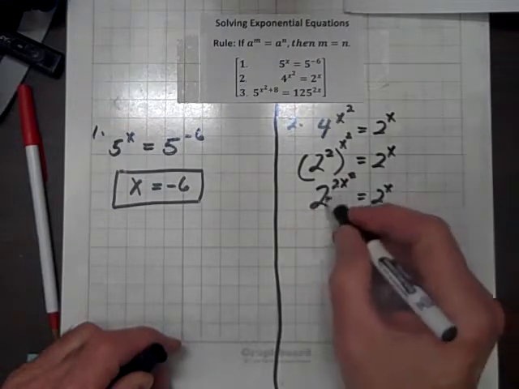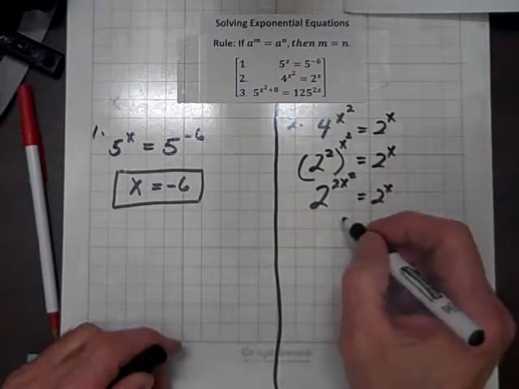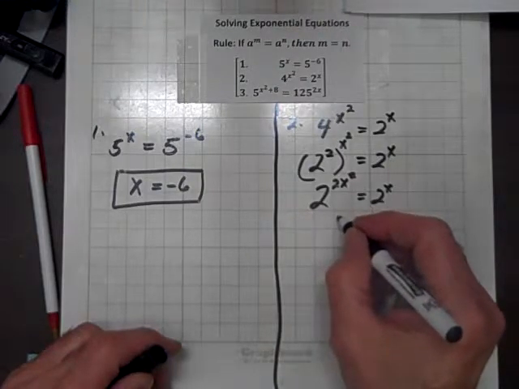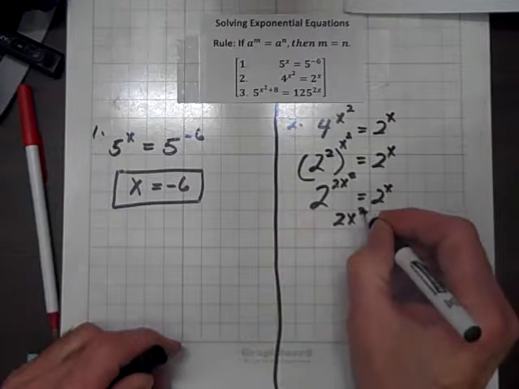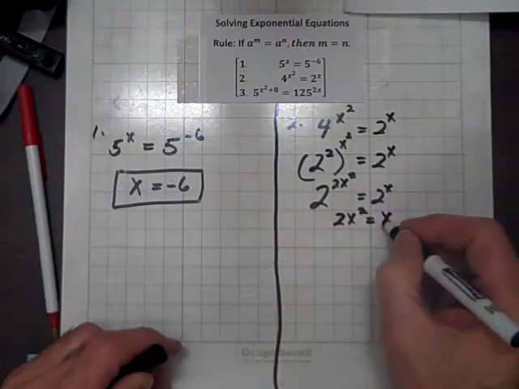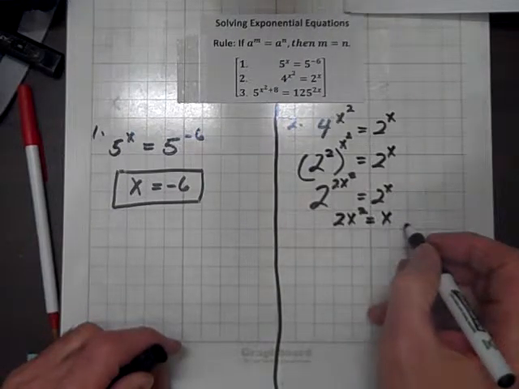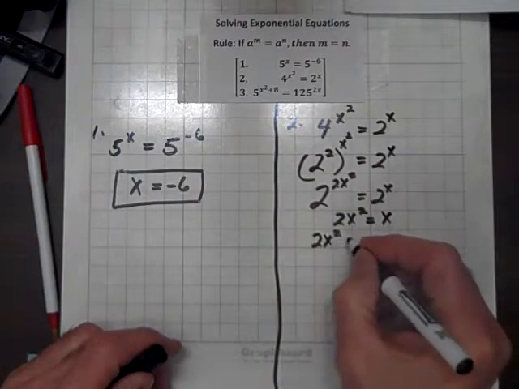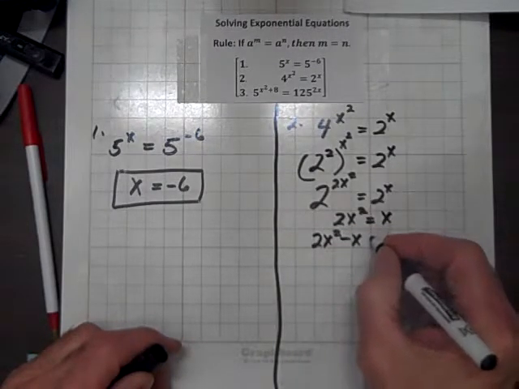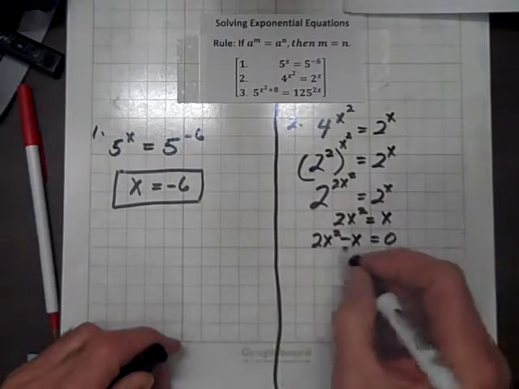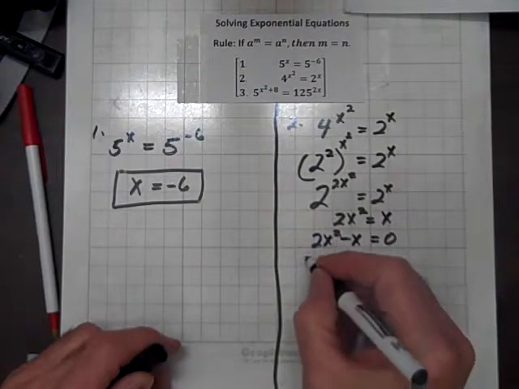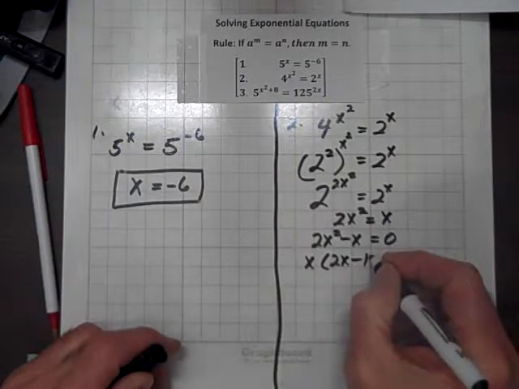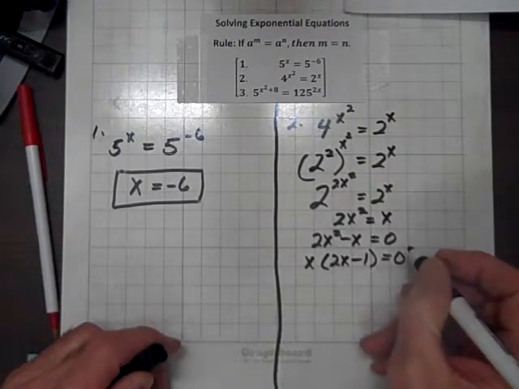Now we can equate. We've got identical bases. We can go ahead and equate the exponents. And we get 2x squared equals x. Let's get 0 on one side, everything else on the other. So we have 2x squared minus x equals 0. Factor out an x, and we get x times 2x minus 1 equals 0.